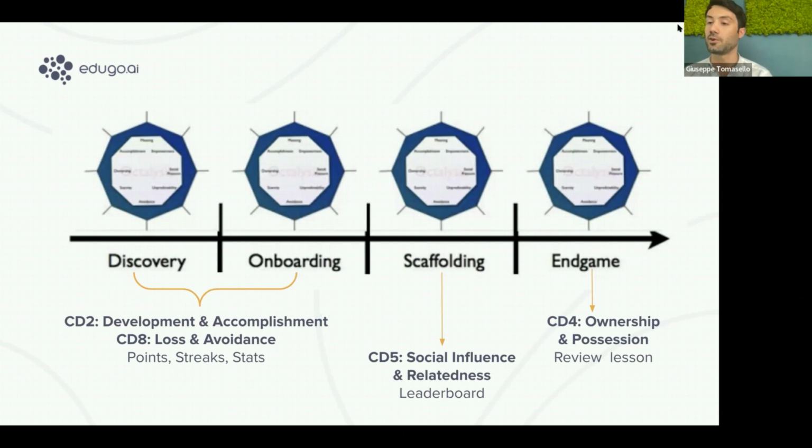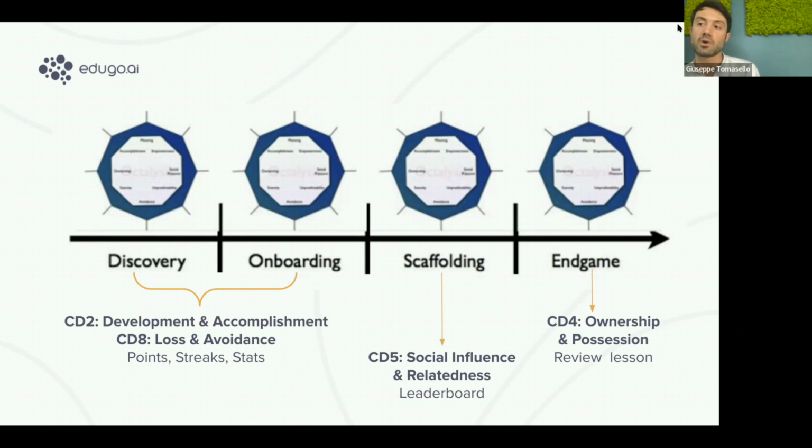Then we have the scaffolding part, which is the leaderboard element. Here we're using core drive number 5, which is social influence and relatedness, which means you relate to other students and create this kind of online community. The leaderboard is also a way that you can gamify the interaction between those people in this learning community.